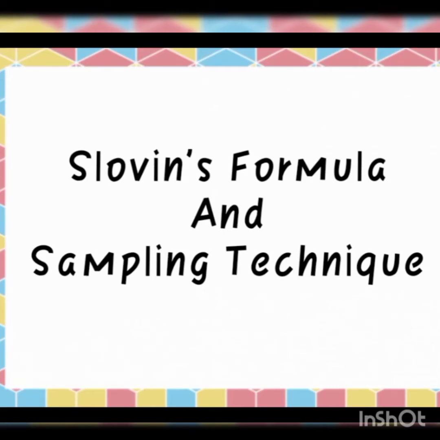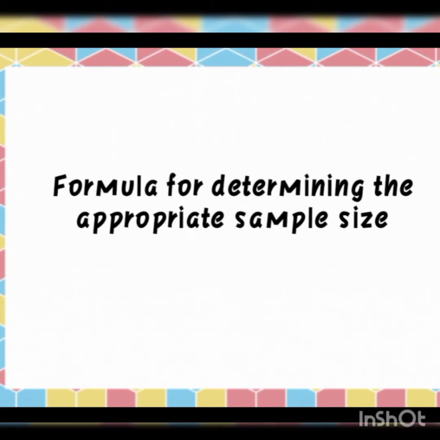Okay, good day everyone. So today we're going to discuss Slovin's formula and sampling techniques. When we say Slovin's formula, it is a formula commonly used to calculate the sample size, given the population size and margin of error. Again, Slovin's formula is to determine the appropriate sample size, given the population size and margin of error.